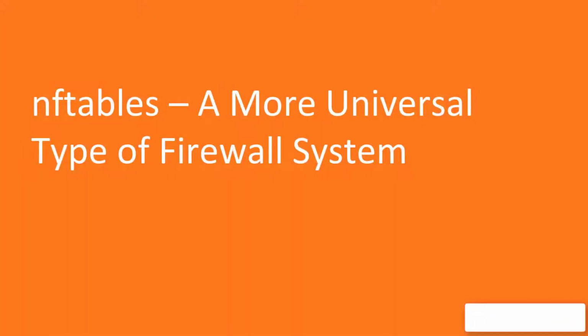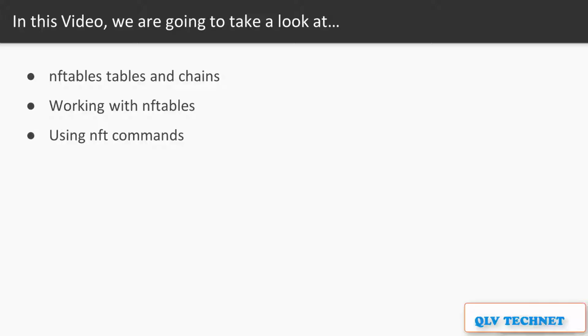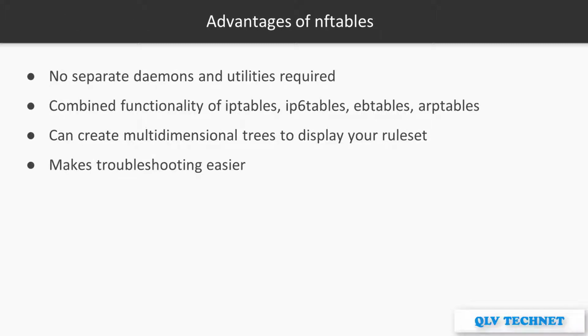Let's start with the last video of this section, nftables, a more universal type of firewall system. In the previous section, we learnt about Firewall D for Red Hat systems. In this video, we will learn about nftables, tables, and chains. Then we will work with nftables. We will also learn to use nft commands. Let's now turn our attention to nftables, the new kid on the block.